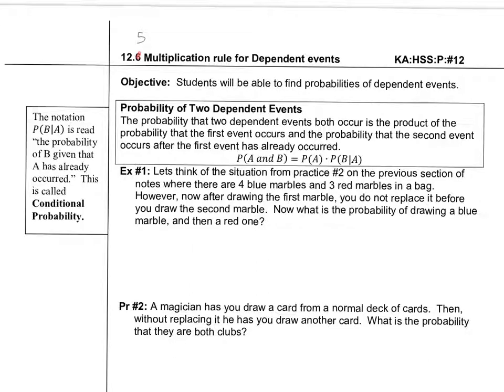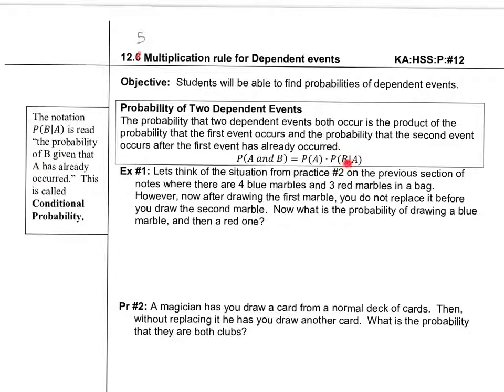Alright, so here's the thing. Probability of two dependent events. The probability that two dependent events both occur is a product of the probability, just like independent, that the first event occurs and the probability that the second event occurs after the first event has already occurred. So this means the probability of A times the probability of B given A. That's what this means: the probability of B given that A has already occurred.